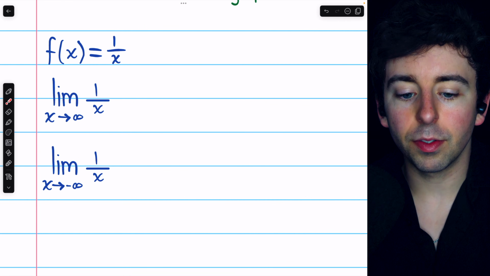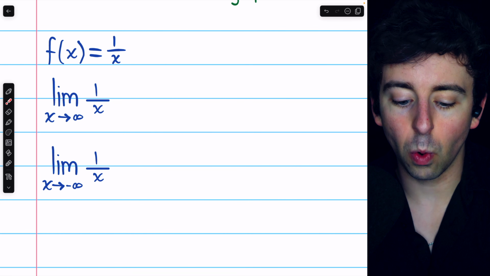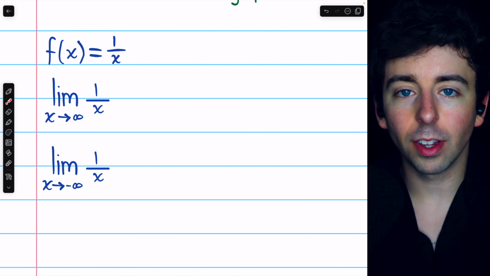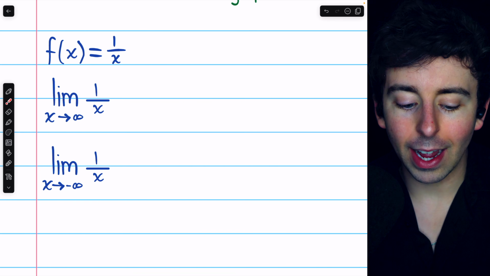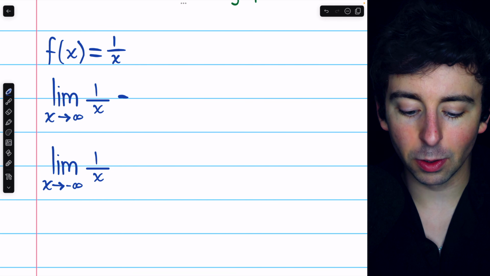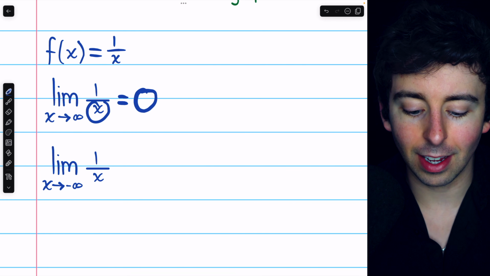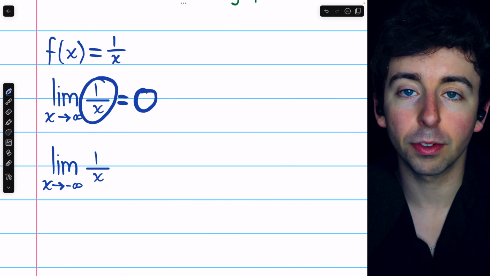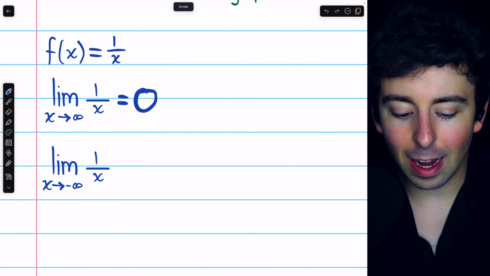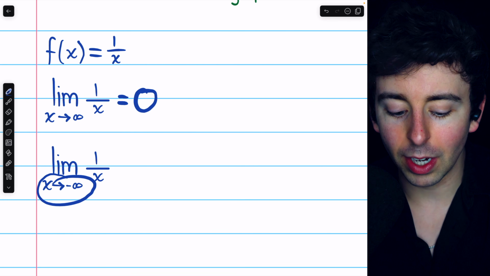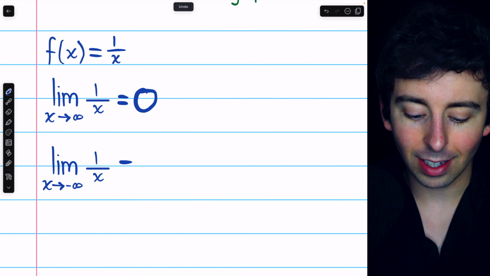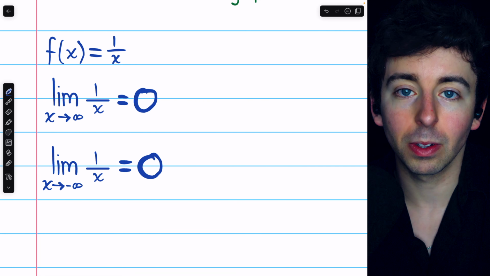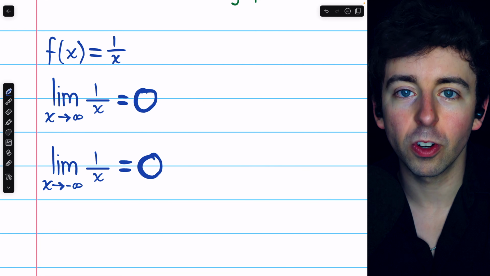This next example is very easy. f of x equals 1 over x. What are the horizontal asymptotes of this function? Well, the limit of 1 over x as x goes to infinity clearly is 0. As x gets really big, this is going to get closer and closer to 0. Same thing as x goes to negative infinity. As x goes to negative infinity, 1 divided by x, again, is going to get arbitrarily small. It's going to approach 0.